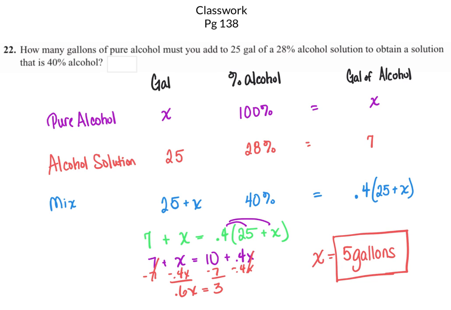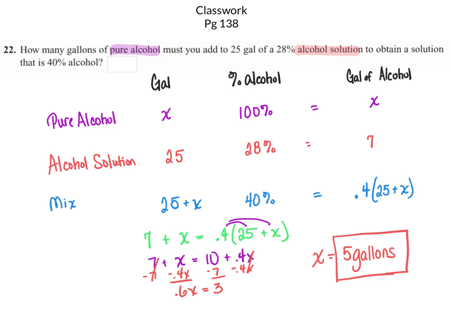So they said, how many gallons of pure alcohol must you add to 25 gallons of 28% alcohol solution to obtain a solution that is 40% alcohol? So at the very beginning, they have told us that we have two different substances here. We have pure alcohol, and then we have an alcohol solution, okay? Pure alcohol and an alcohol solution, all right?